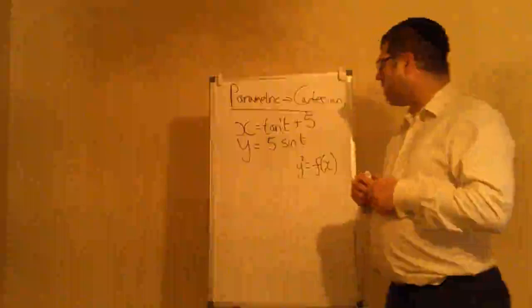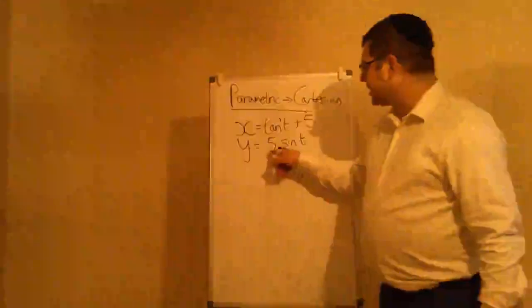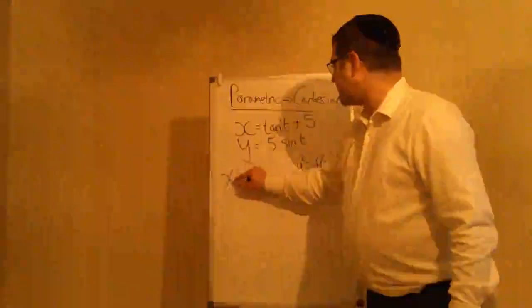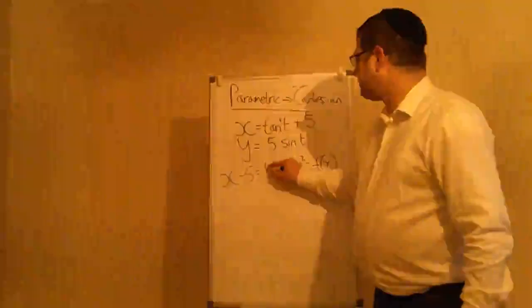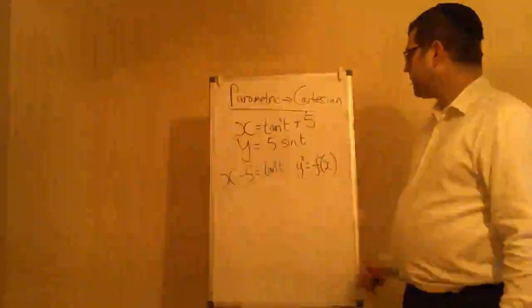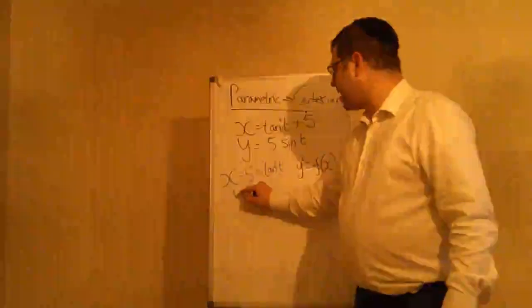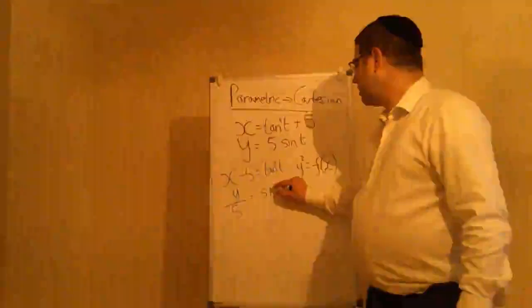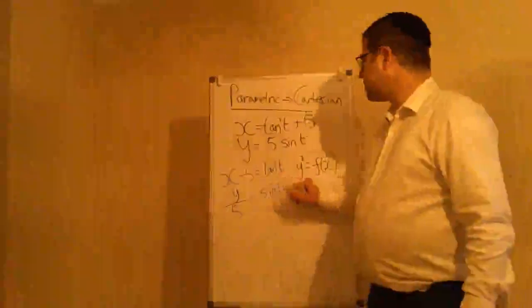Okay, let's give it a go. So first of all, we need to get rid of that 5. We also need to get rid of that 5. So we can see that x minus 5 is tan squared. Let's slide that 5 down. So y divided by 5 is sine t.